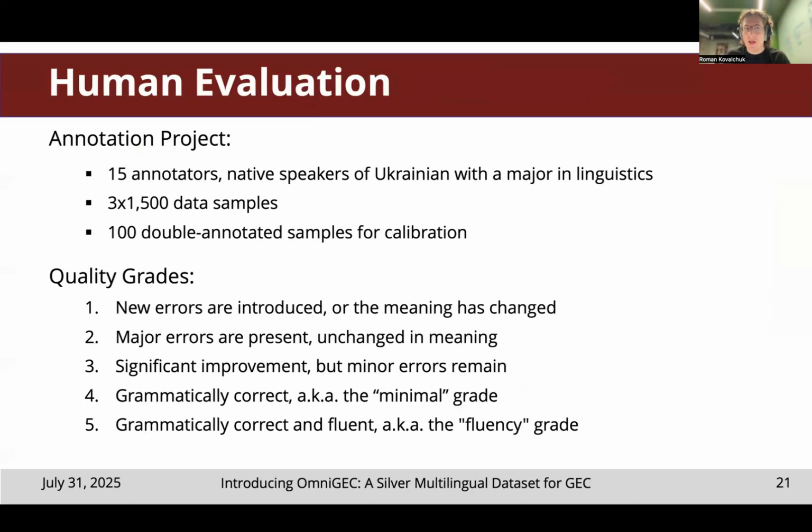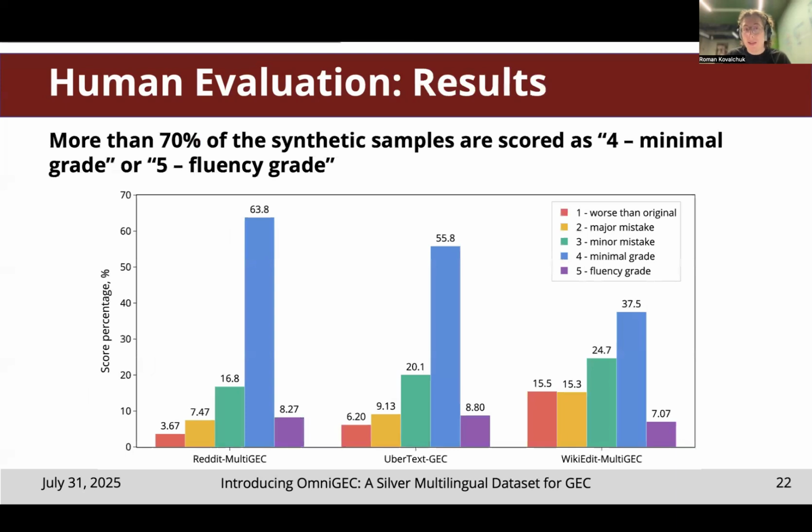Speaking of human evaluation, we employed 15 annotators, 4,500 data samples, and 100 double annotated samples for calibration. Speaking about quality grades, they range from 1 to 5. 1 having new errors in corrected text, 2 having major errors in corrected text, 3 being a significant improvement over the original text, 4 being grammatically correct, and 5 being both grammatically correct and fluent. As we can see, 70% of synthetic samples are scored as 4 or 5 by human annotators.